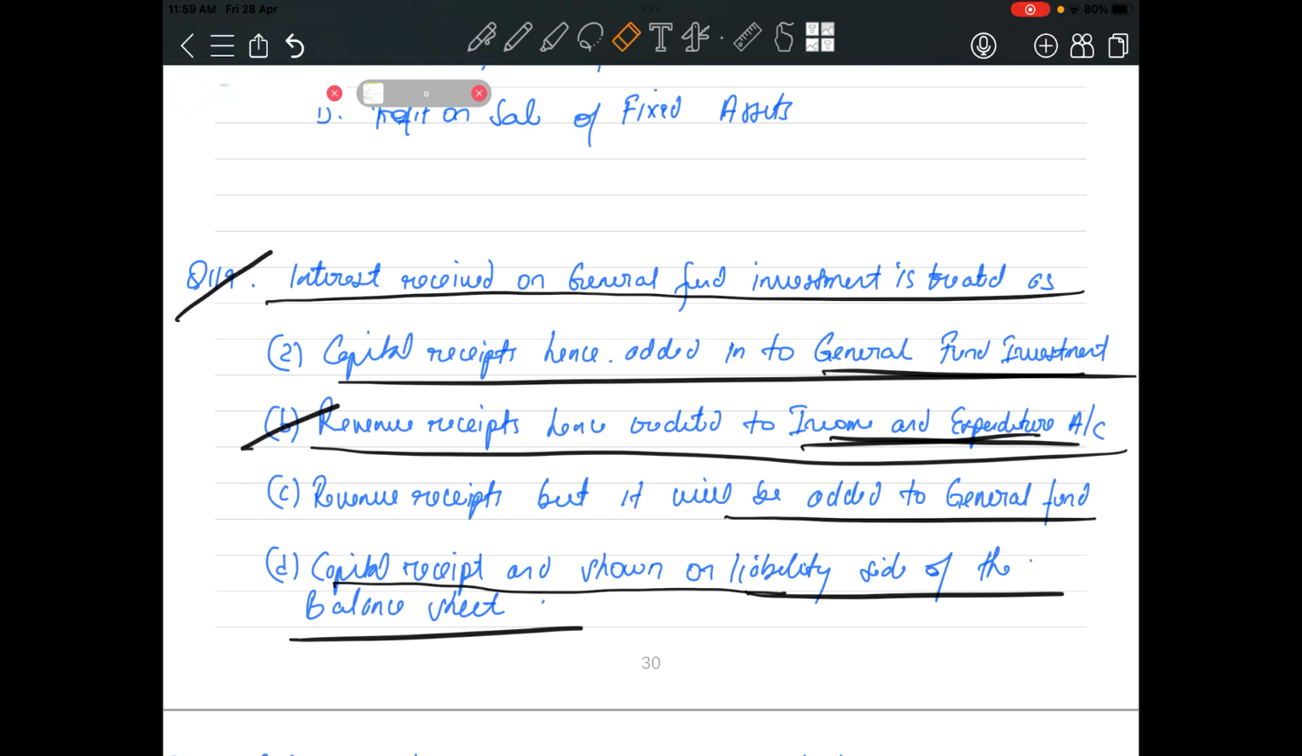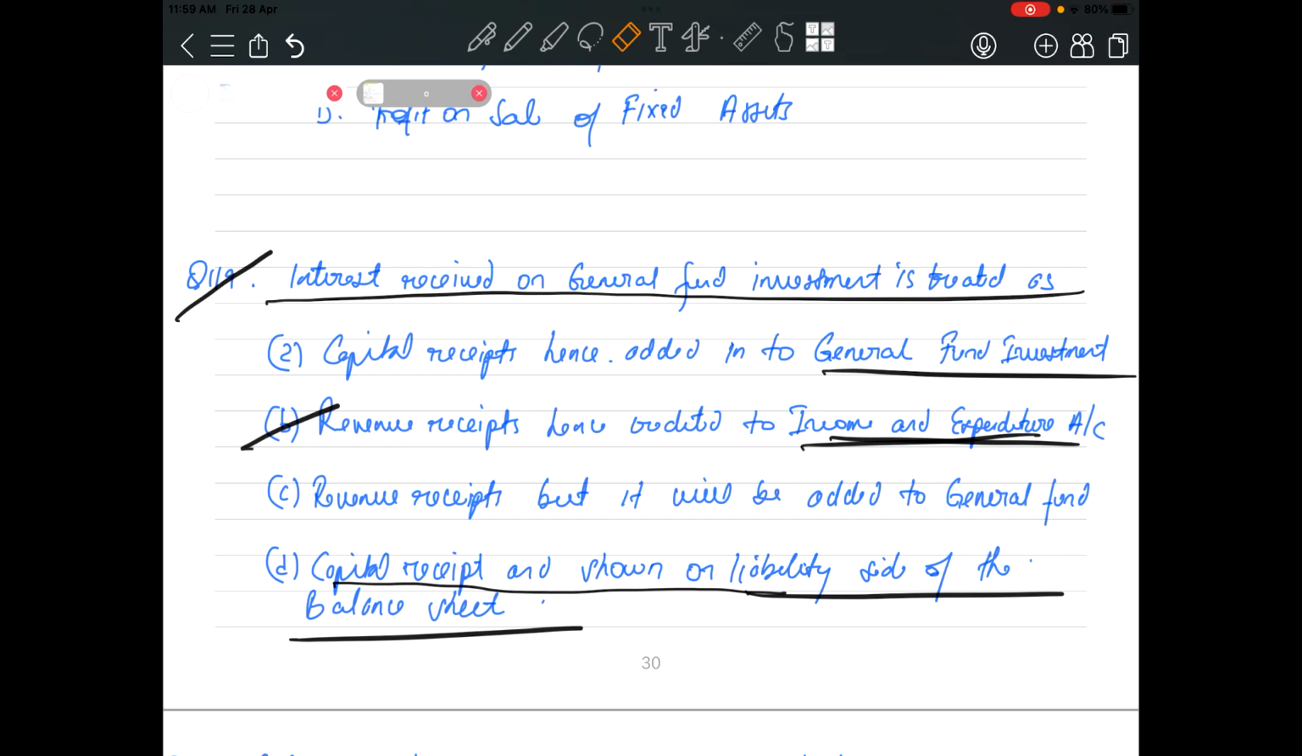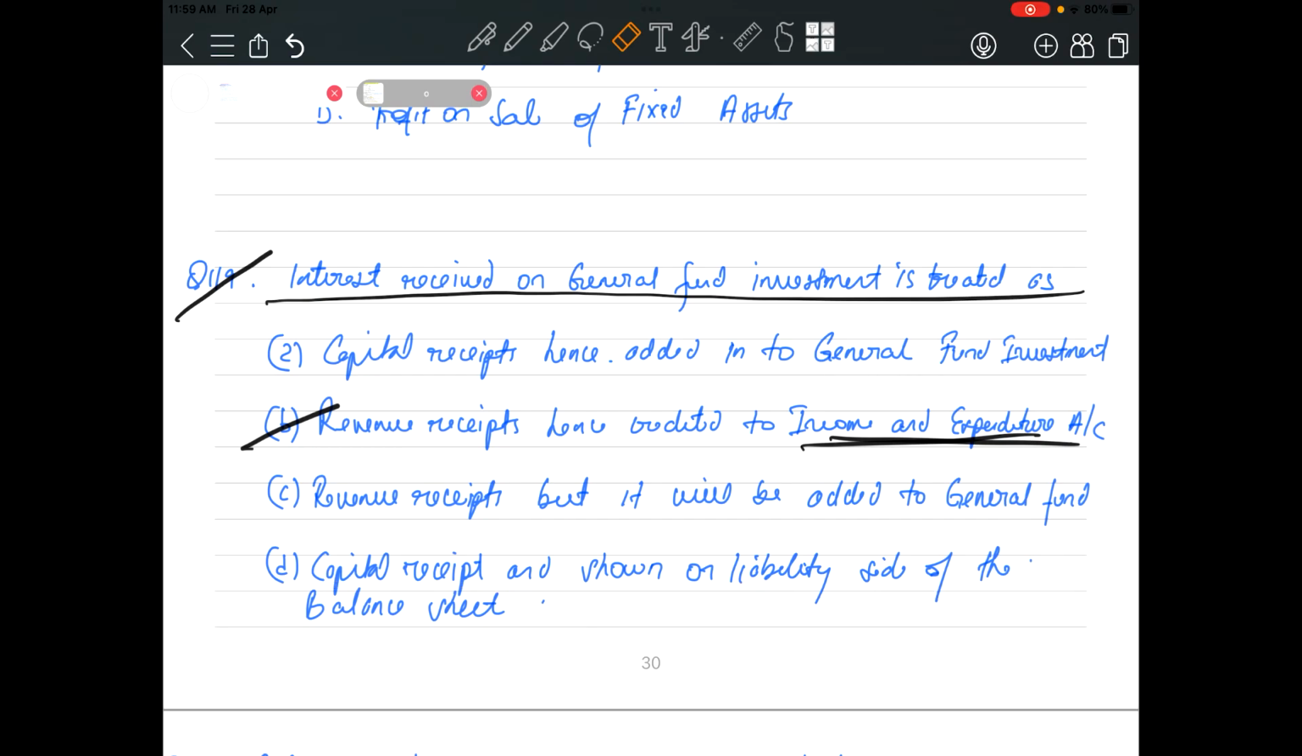It will go to receipt and payment account. It is a revenue receipt and hence it will go to income and expenditure account. Okay, I hope this is clear.